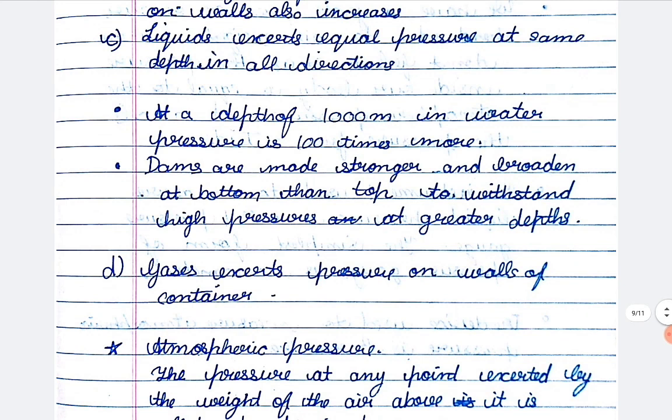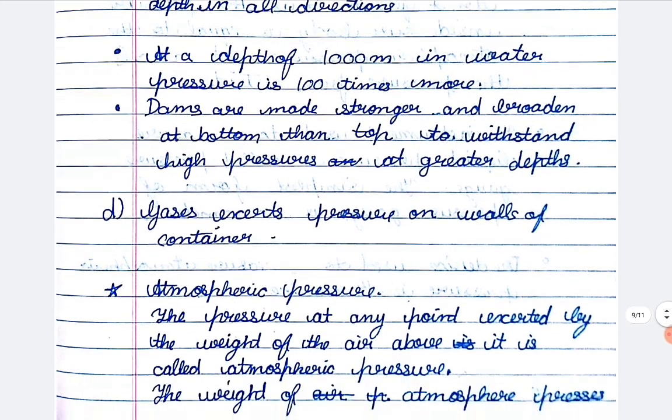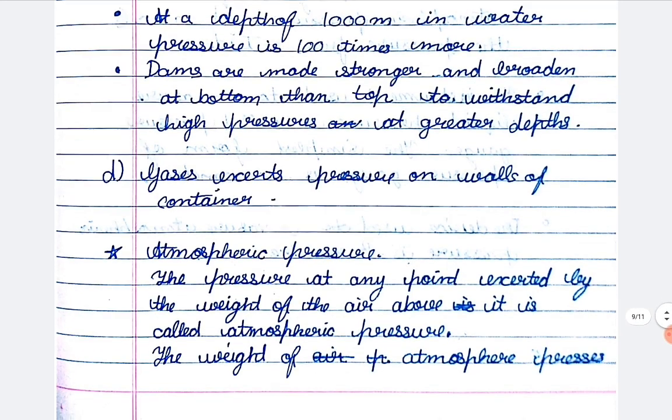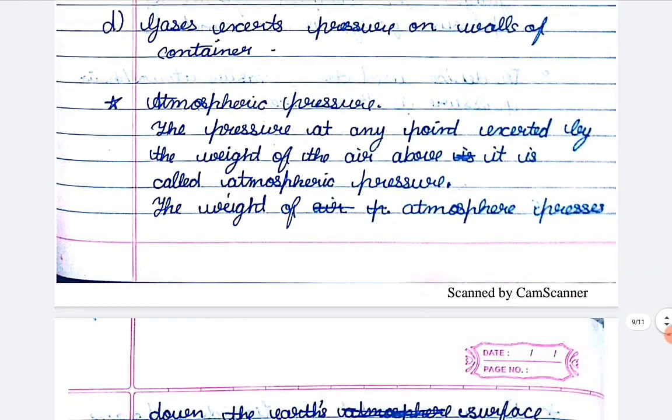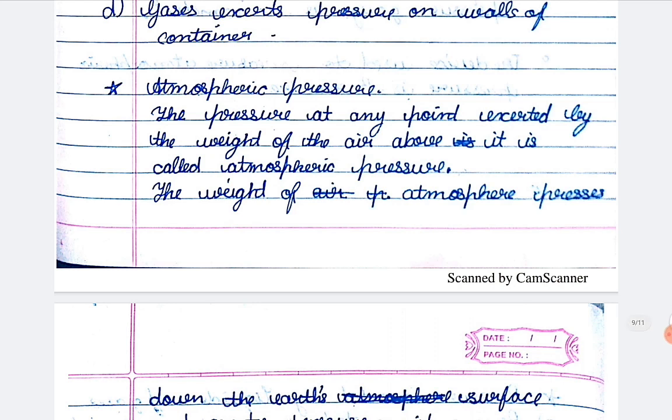At a depth of 1000 meters, water pressure is 100 times more. Dams are made stronger and broader at the bottom than the top to withstand high pressure at great depths. Now gases exert pressure on the walls of the container. Yes, gases also exert pressure on the walls of the container, as liquids do.